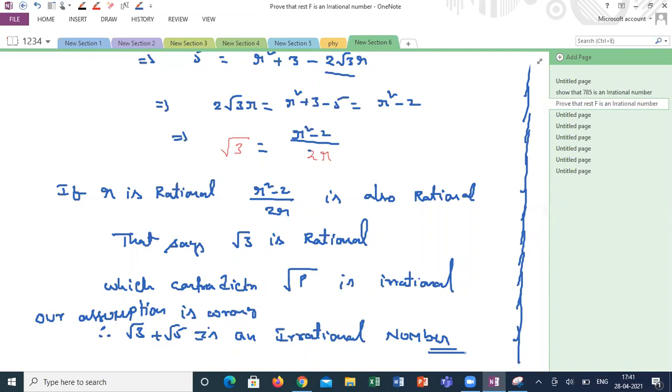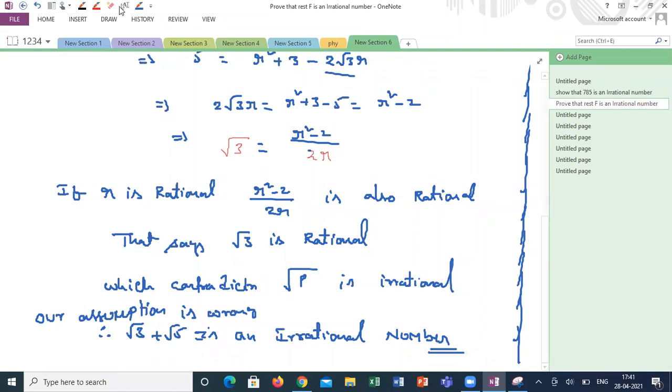Sir, one doubt, sir. Yes. Sir, after this step, root 3 is equal to (R square minus 2) by 2R. Why can't we directly write that root of a prime number is irrational, and conclude? See, you are assuming R is rational, and you are proving root prime is rational. So it's this statement you are talking about, correct?